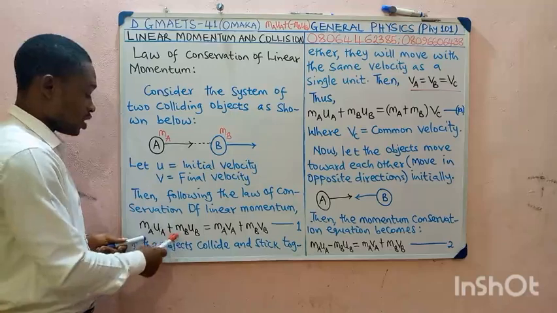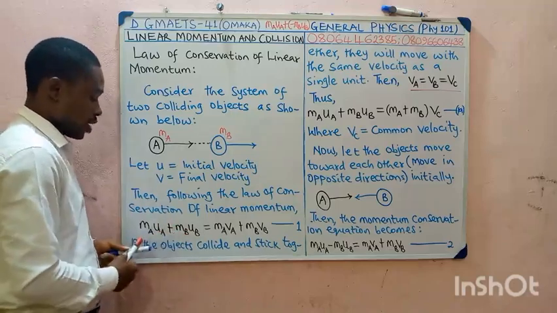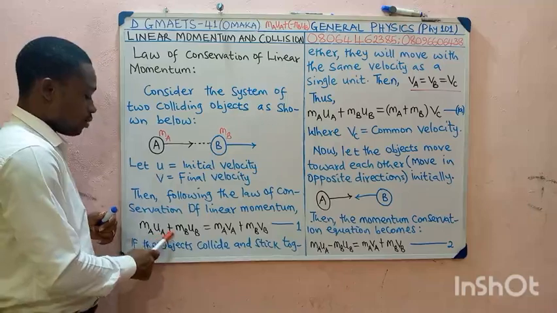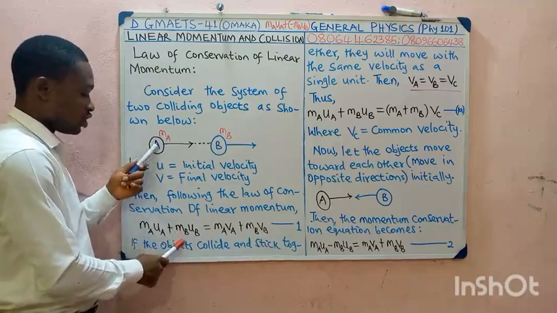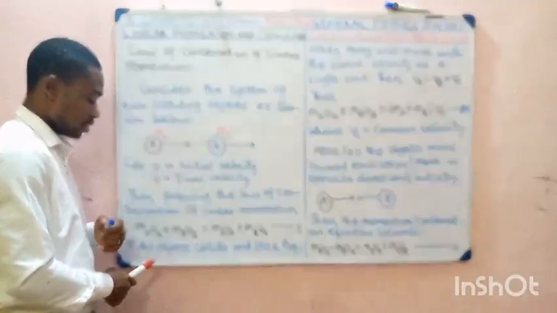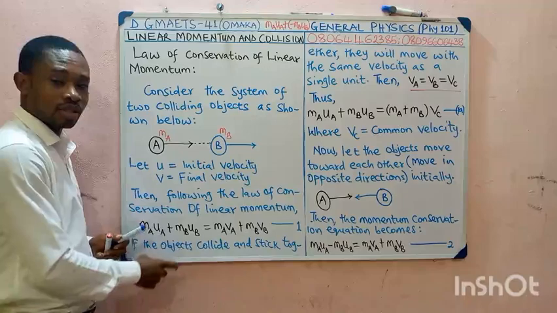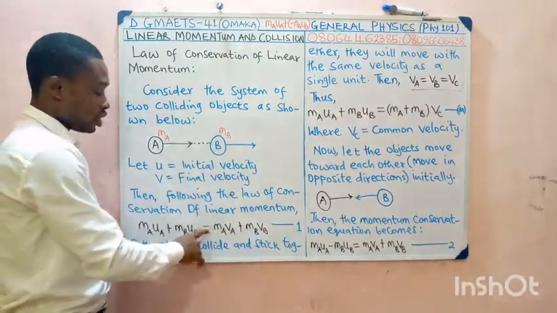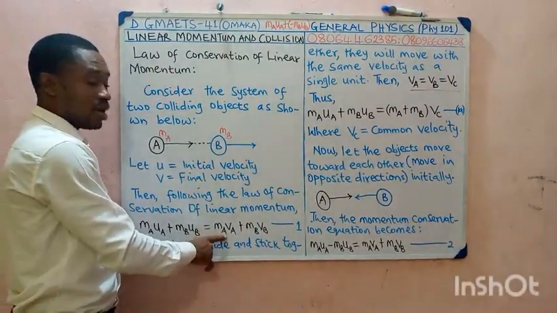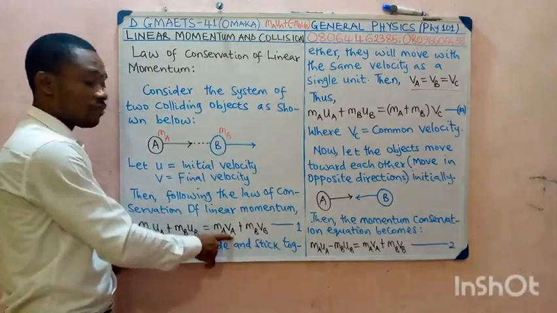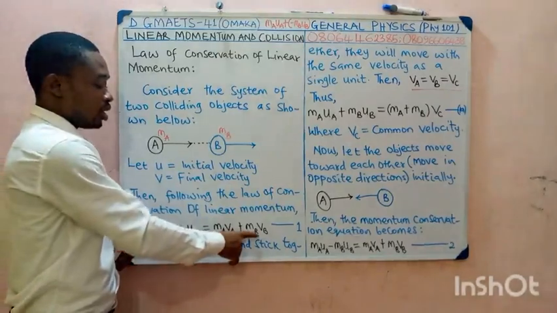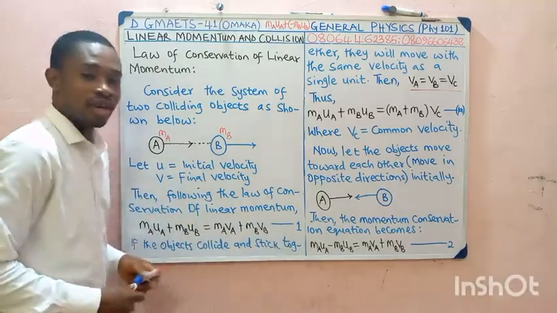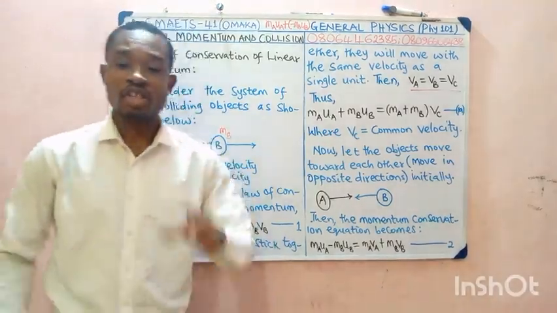So summing the momentums initially, we're going to have mass of A times initial velocity of A plus mass of object B times initial velocity of object B. Is that okay? So these two terms will be added. Positive, positive, because these two masses are moving in the same direction. And then after collision, that is now going to give us mass A times final velocity of A plus mass B times final velocity of B. This is the general equation. Is that okay? For calculation when dealing with conservation of linear momentum.